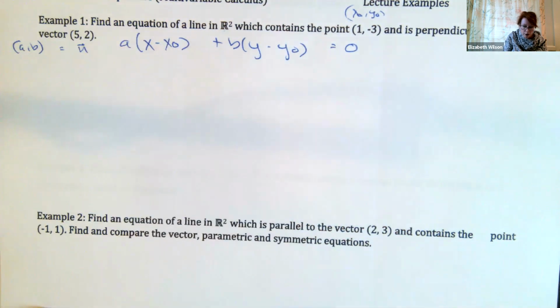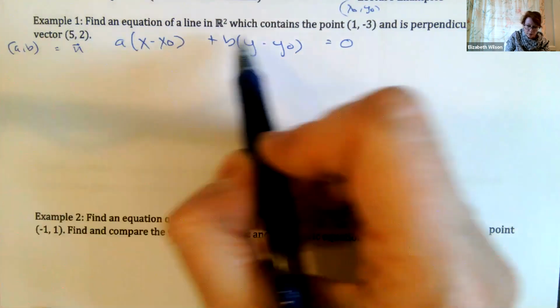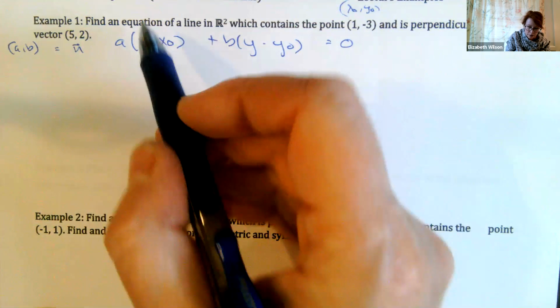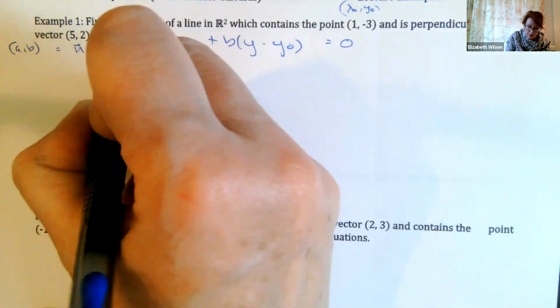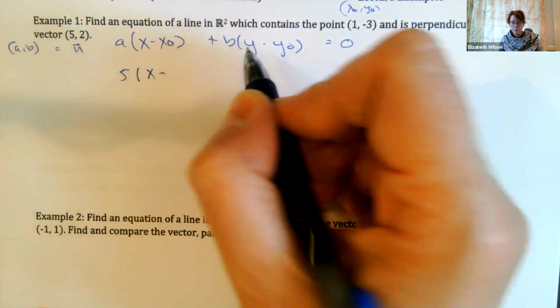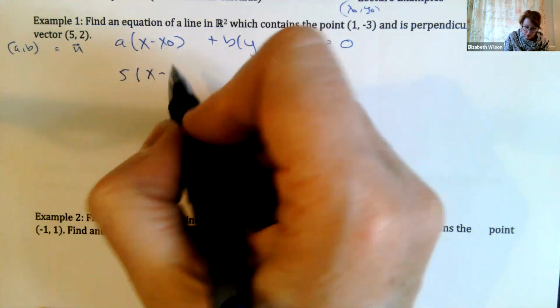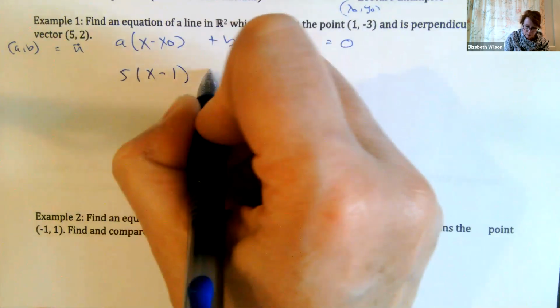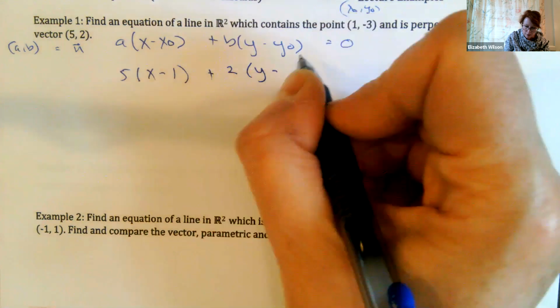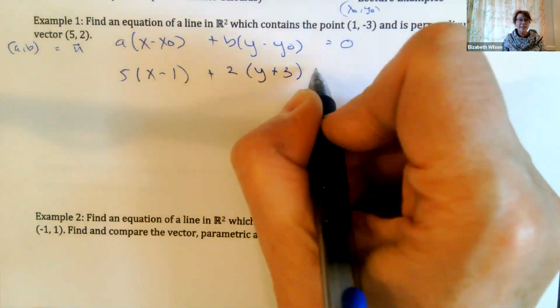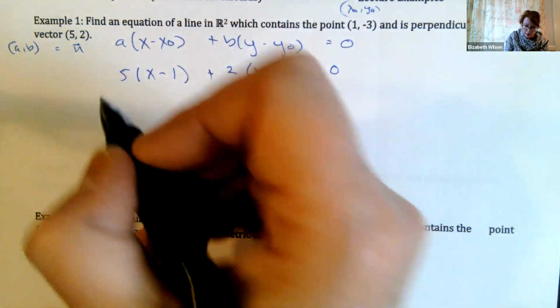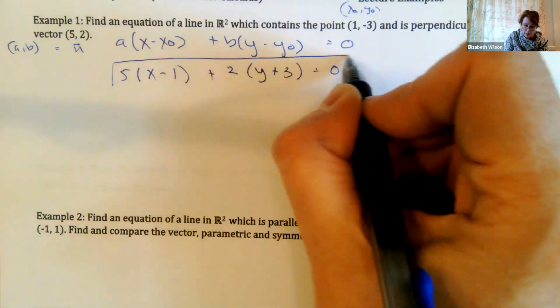Okay, so we already have AB, we have x naught, y naught, so I'm just going to plug things into our equation. So I'm going to get 5 times x. Remember, x and y are our generic point. Let's see, minus 1 plus 2 times y minus minus 3. And I can leave it like this. This is perfectly okay. This is an implicit equation for a line.